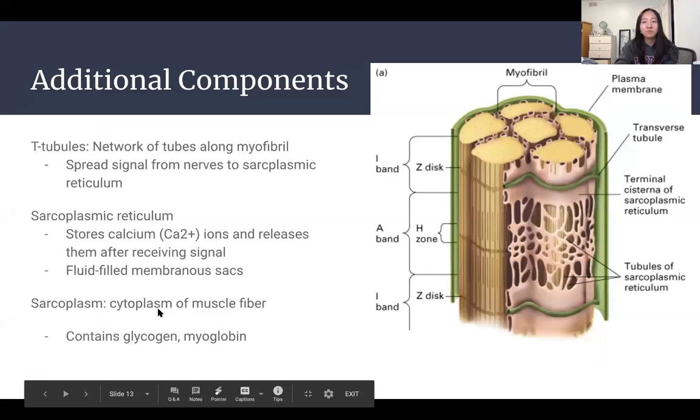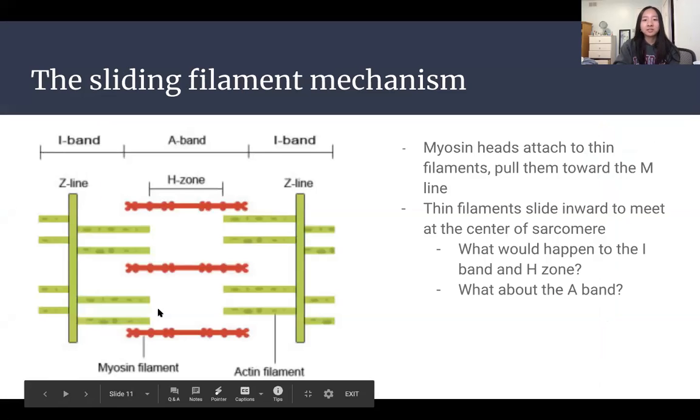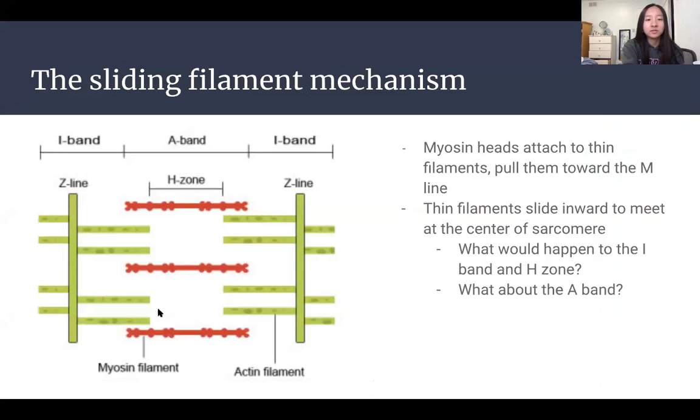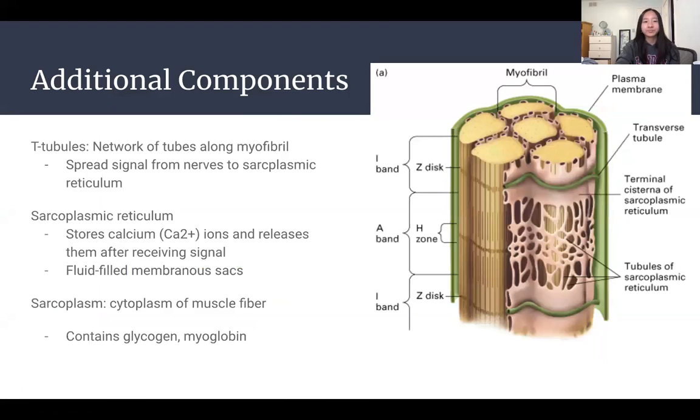I hope that it made it a little bit clearer, just how you guys can see how each individual sarcomere sliding over and overlapping causes the whole muscle to contract. So that's the big picture thing I hope you got from that.